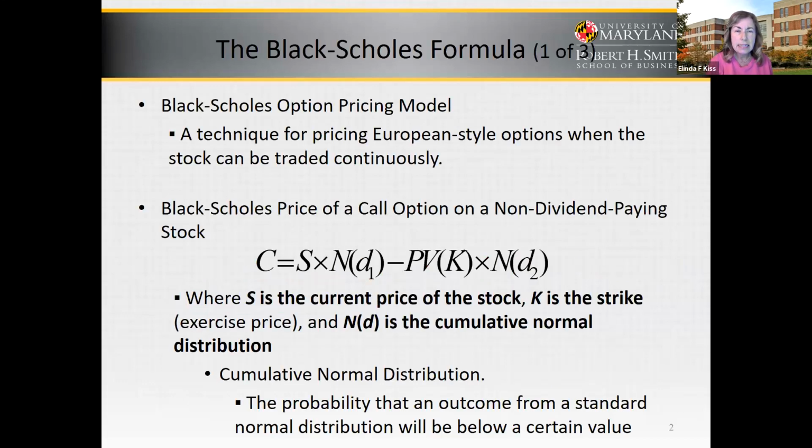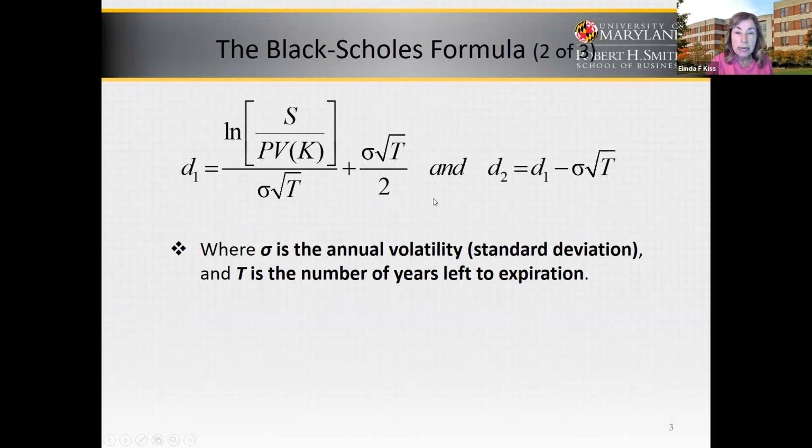This is a technique for pricing European style options when the stock can be traded continuously. For a call option, the price of the call is equal to the stock price times the normal distribution of D1 minus the present value of the strike times the normal distribution of D2. That's the probability that an outcome from a standard normal distribution will be below a certain value, like D1 and D2. And these are the formulas for D1 and D2.